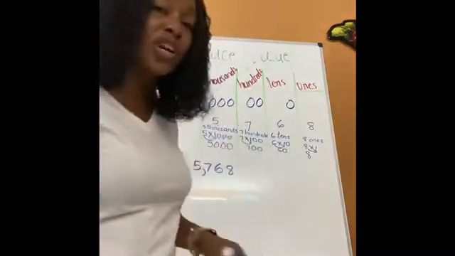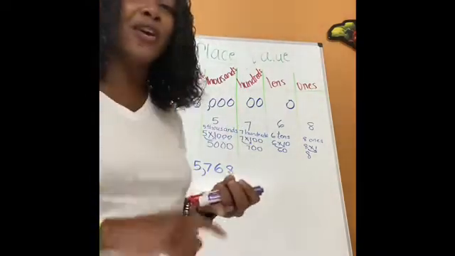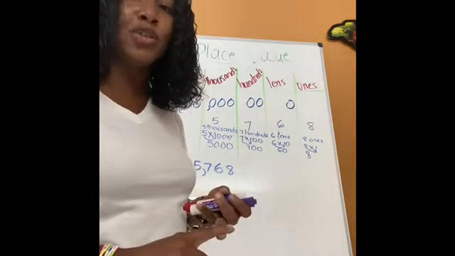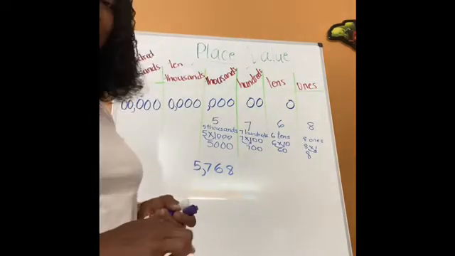So if I have a number like this and I cannot read it, then I can put it on my place value chart. The chart will show me the value of each digit in the number, and it will also help me to read that number.